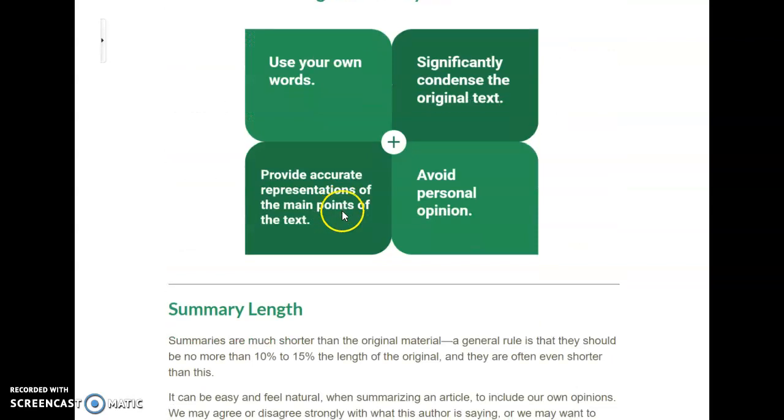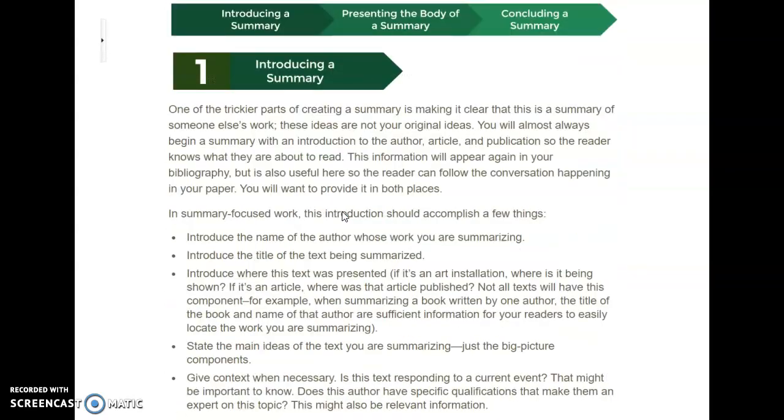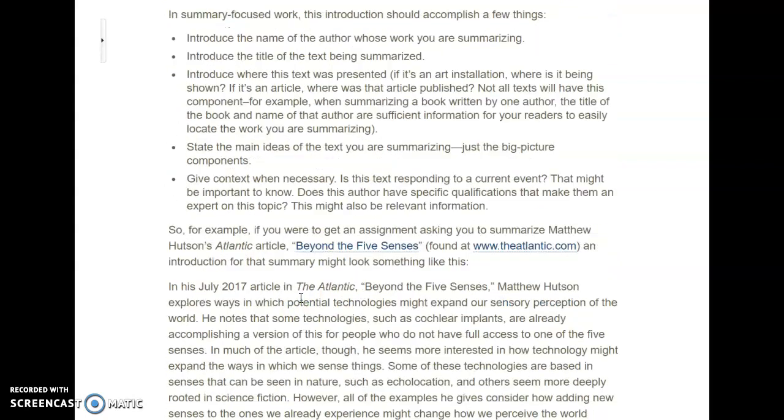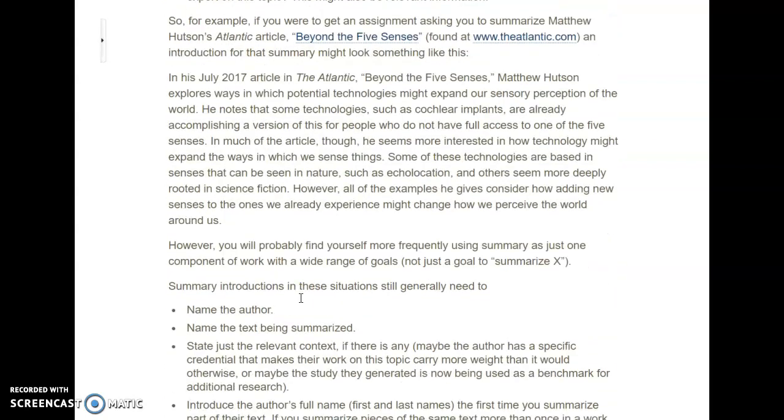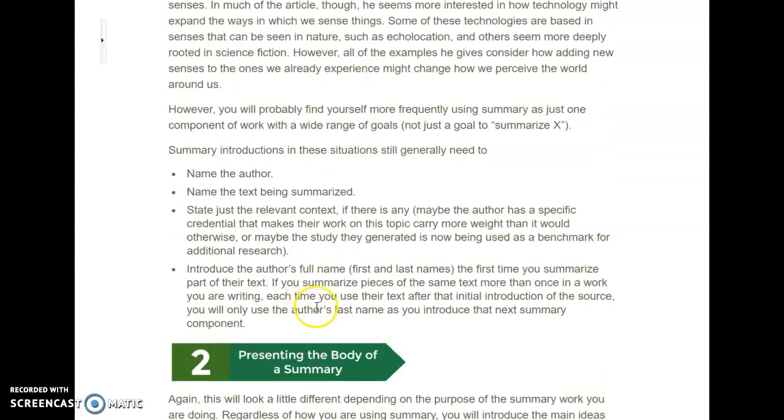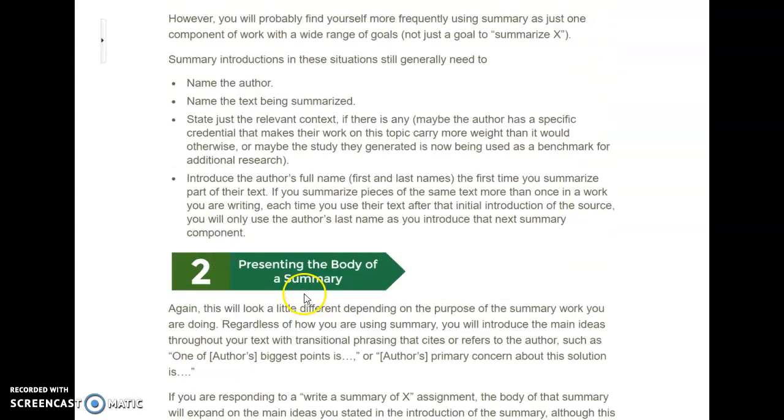You want to begin with that introductory sentence that has the name of the author, the text being summarized, relevant context, the author's full name, and then the main idea. That's what the first sentence should entail in a summary always. And don't forget to put attributive tags throughout.